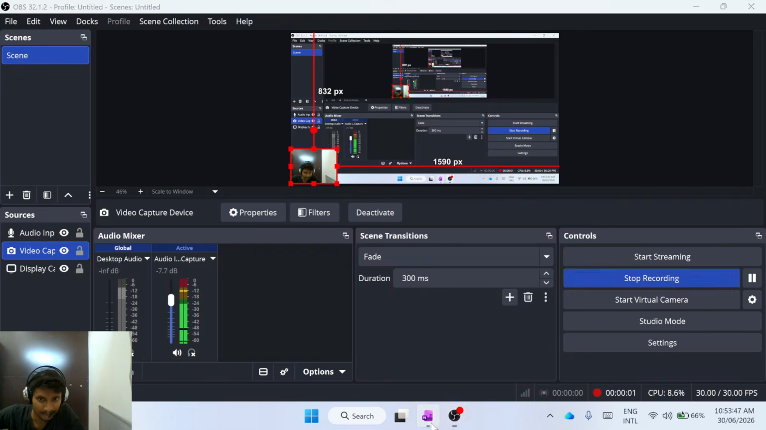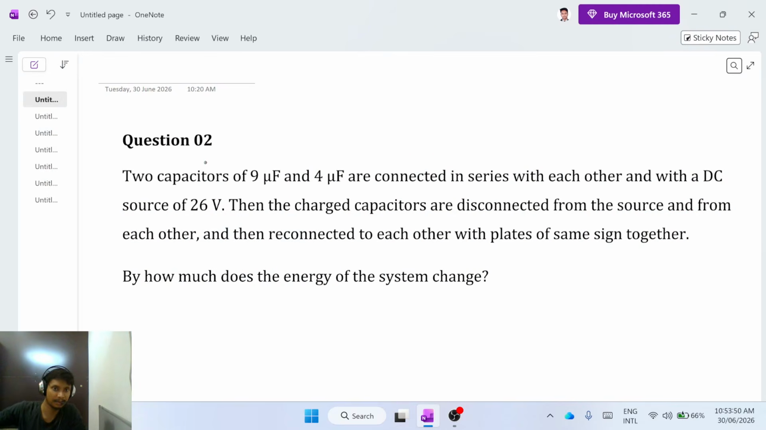Okay, welcome back to the next question. Question number 2 in EEB3210, Model Web Theory of Electricity. The question is: two capacitors of 9 microfarad and 4 microfarad are connected in series with each other and with a DC source of 26 volt. Let's draw the diagram.